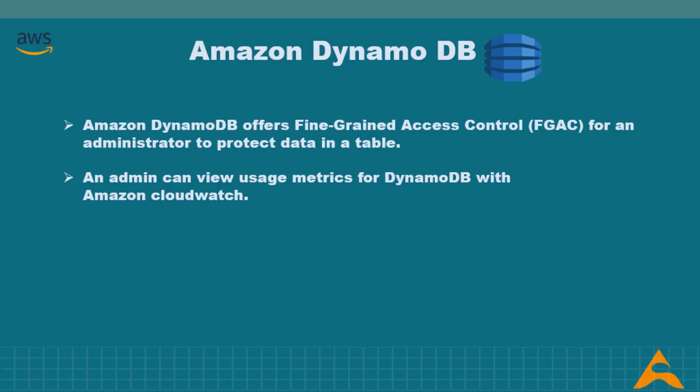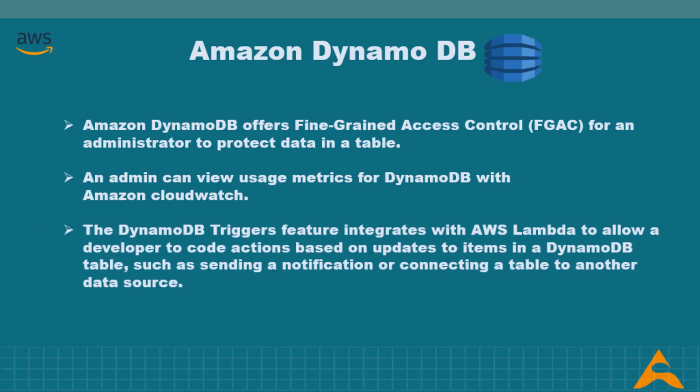Fine-grained access control is based on AWS Identity and Access Management Service, which we will talk about later in our upcoming sessions, which manages credentials and permissions. As with other AWS products, the cloud provider recommends a policy of least privilege when granting access to items and attributes. Here, an admin can view usage metrics for DynamoDB with Amazon CloudWatch.